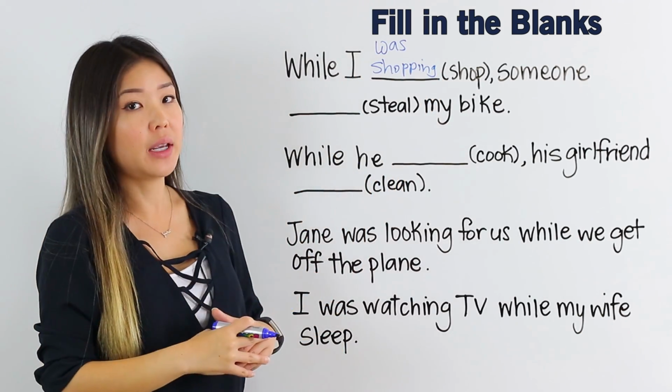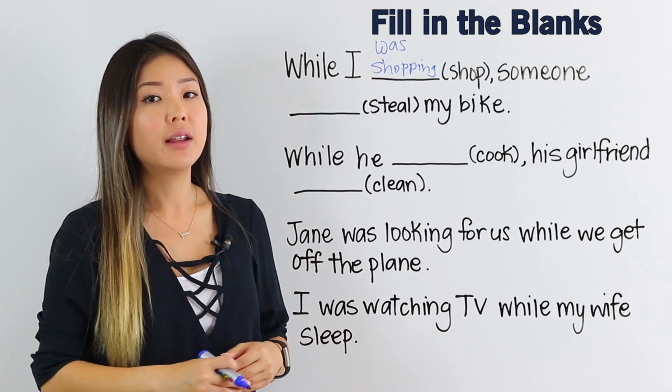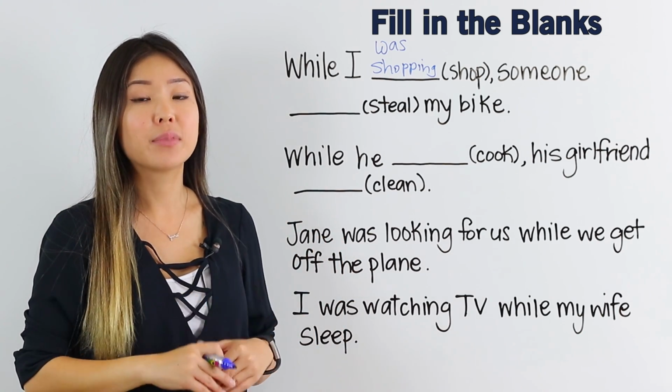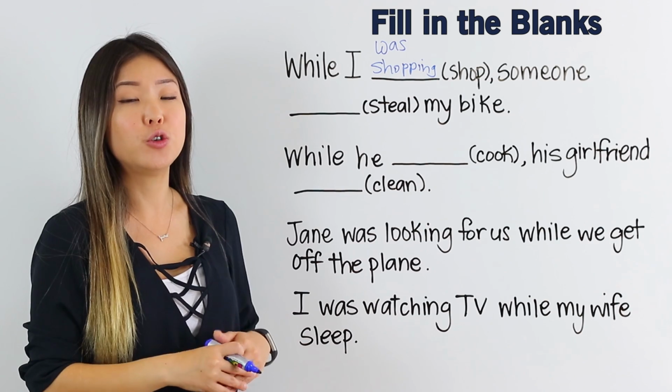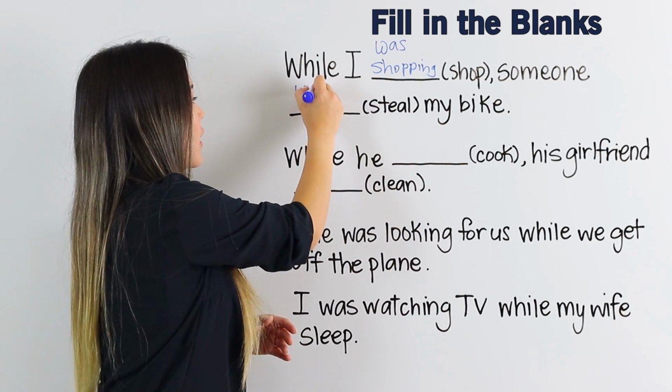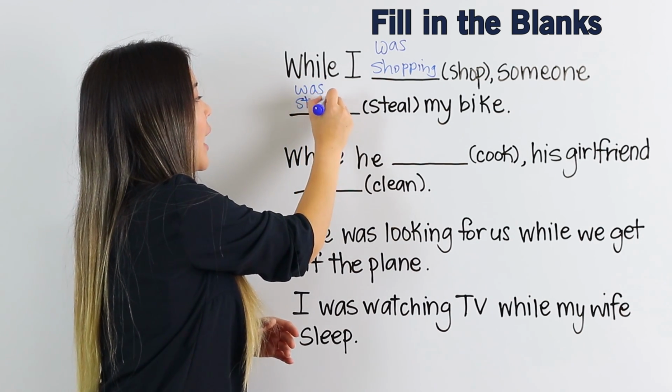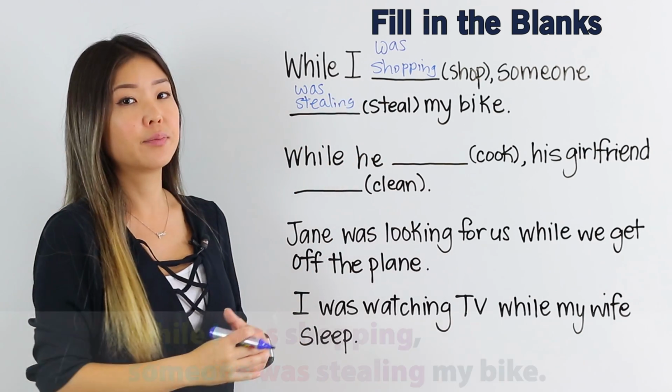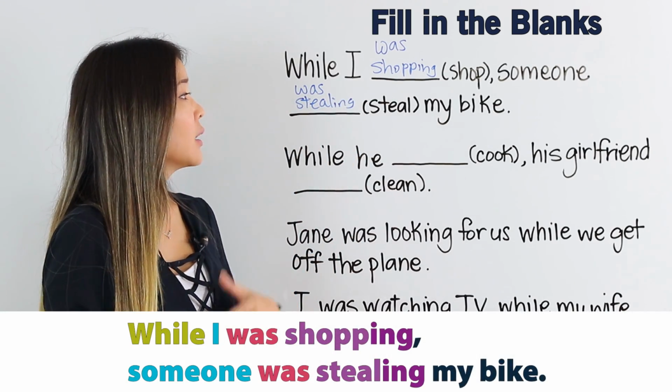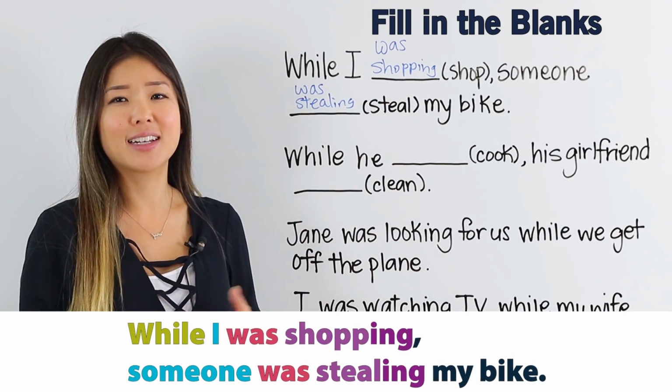While I blink, I want you to use shop in the first blank. Remember, the subject here is I, so I need to use the be verb was. Then, verb ing. While I was shopping, now someone can be a he or she. Therefore, again, we need to use was. And then, the verb ing of steal. While I was shopping, someone was stealing my bike.